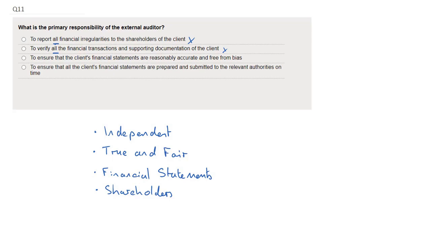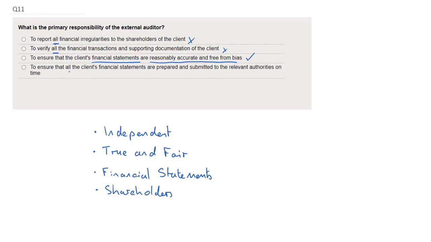The third one, to ensure that the client's financial statements are reasonably accurate and free from bias. Well, that's pretty close to the points that I've made. Free from bias, a little bit of independence. Accurate and free from bias, I think that's reasonably equivalent to true and fair. We're not saying that they are absolutely accurate, but they are reasonably accurate. So far, that's the best option, but let's just look at the fourth one.